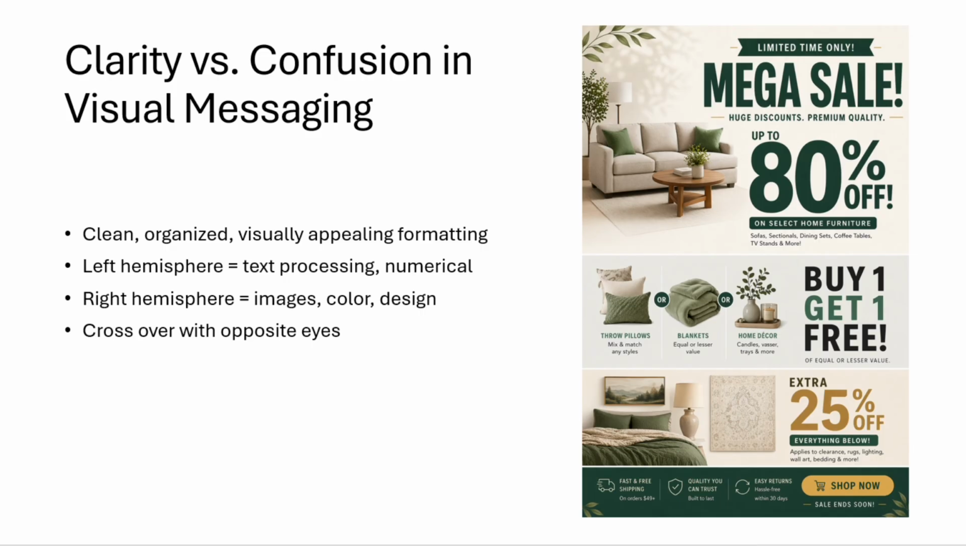This is the concept of when the left side of your brain processes text and numbers, but you see it through your right eye, and that's why you understand it better when you see it on the right side of the page. And that's why I put the numbers on the right side.